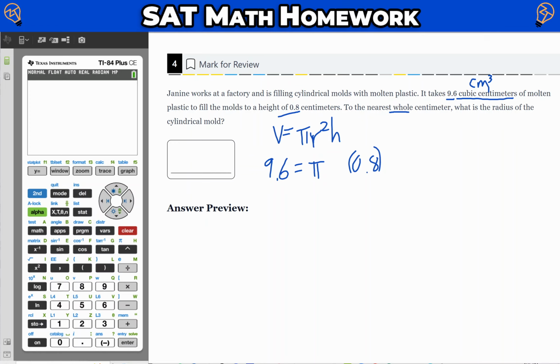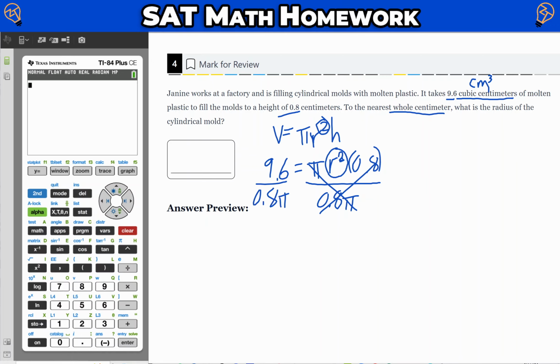We want the radius to the nearest whole centimeter, so to the nearest whole number. Well, right now it's r squared because of the equation. So let's go ahead and get r squared by itself first, and then we can get r by itself. So we want to get rid of the 0.8 and the pi, because those are more loosely attached compared to the squared, which is the most directly attached. And so I'm going to divide by 0.8 and pi at the same time. I'll do that to both sides.